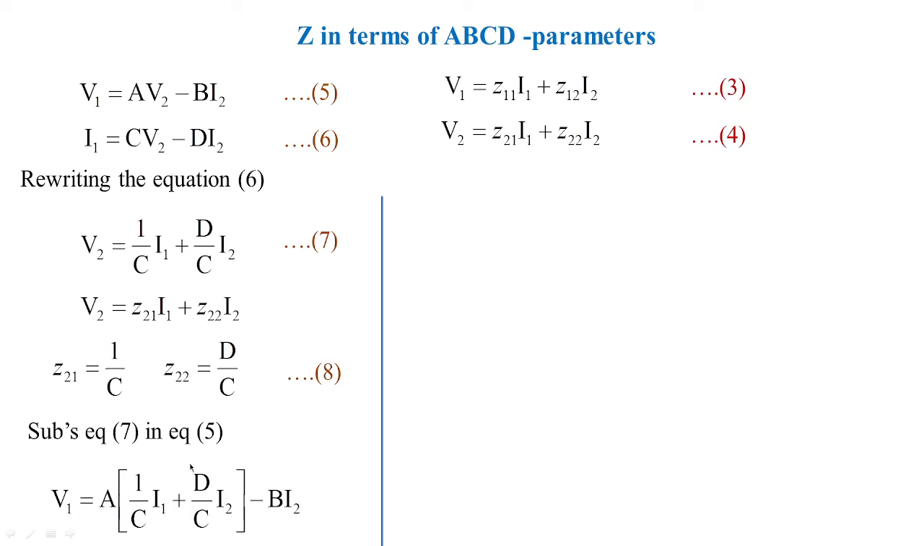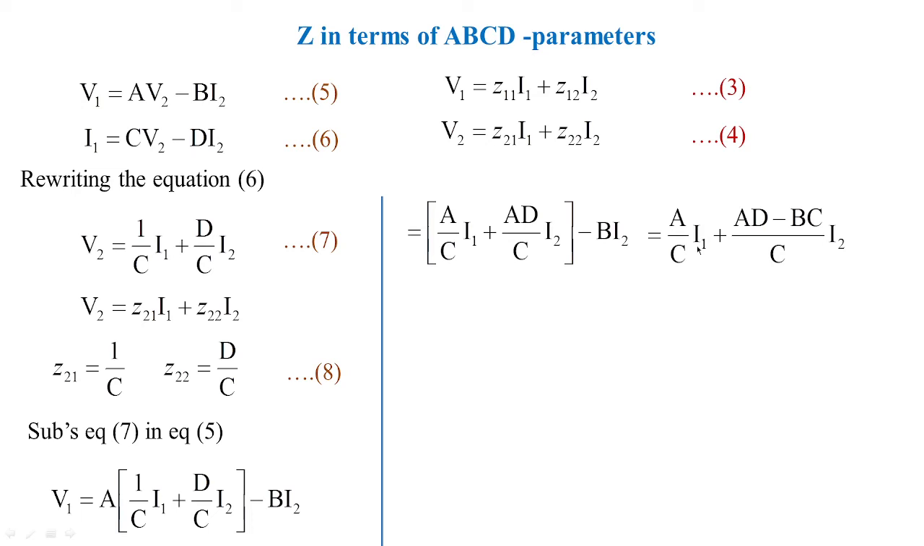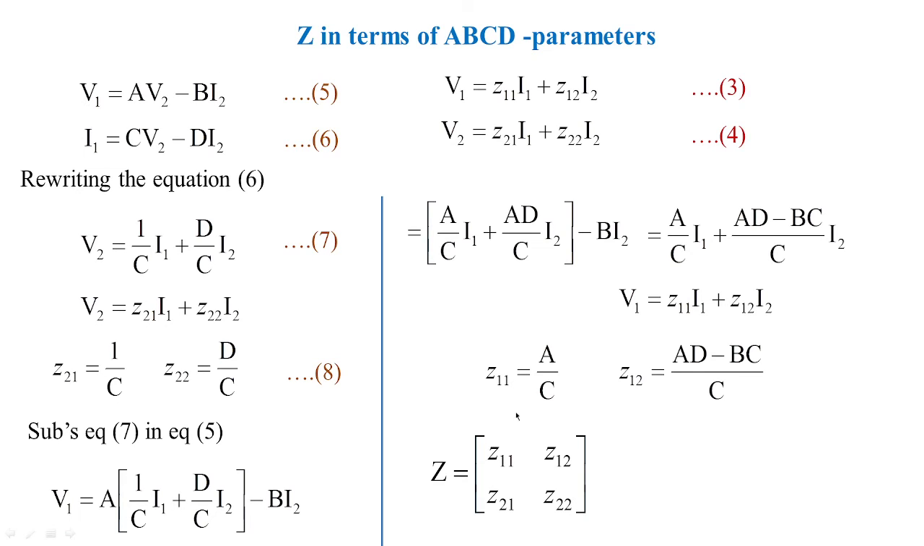Now this can be further simplified. That is, V1 simplified is equivalent to A by C I1 plus (AD minus BC) by C I2. So that I can compare it with V1, that is equation 3, which is equal to Z11 I1 plus Z12 I2. With that I can get the value of Z11, which is equivalent to A by C, and Z12 is equal to (AD minus BC) by C. So the impedance parameters in terms of admittance parameters can be obtained as 1 by C, [A, AD minus BC, 1 and D]. Is it that simple? Yes, it is.